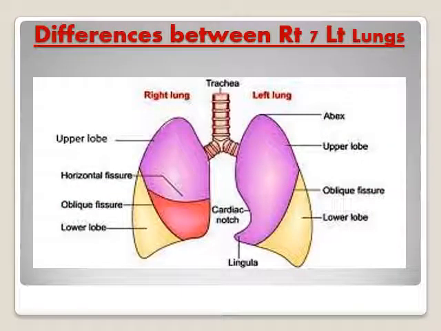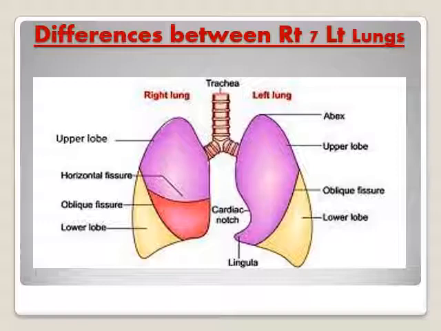The differences between the right and left lungs is a very important question. As you see, the right lung is different from the left one. The right lung is short and wide, and the left one is narrow and long. The weight of the right lung is about 625 grams. The weight of the left one is 565 grams. The right lung is divided into 3 lobes by 2 fissures.